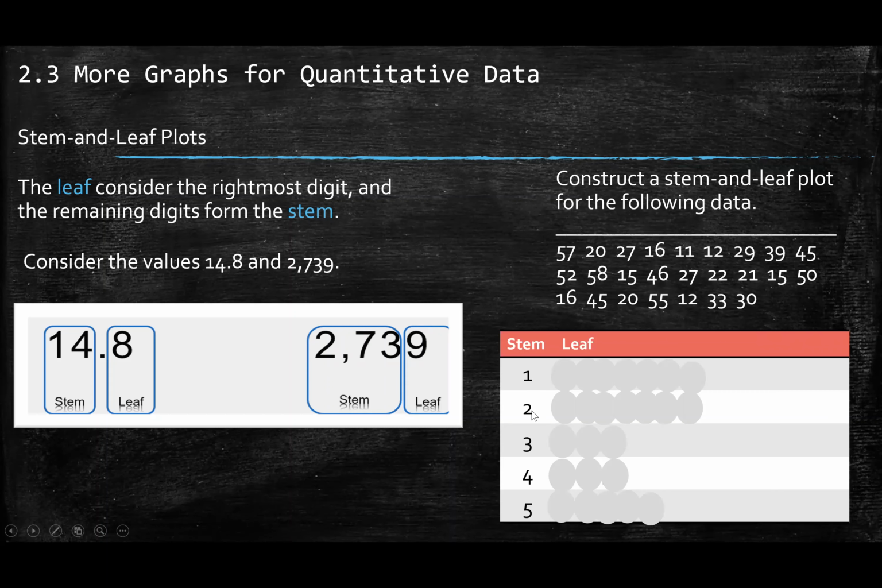If it's in the 20s, it's 2. If it's in the 30s, it's a 3. If it's in the 40s, it's a 4. If it's in the 50s, it's a 5, right? If we had 60s, we would have a 6 here, but in this case my data doesn't have any 60s.